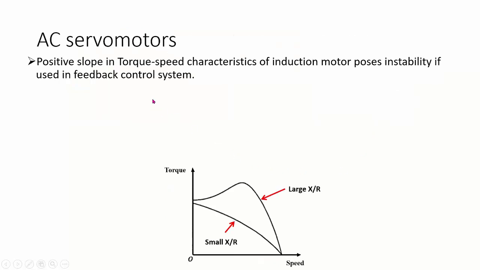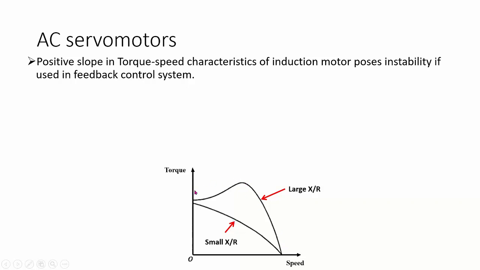Now, in the case of an induction motor, if you look at this torque speed characteristic, this particular profile shows the characteristic of a two-phase induction motor. In a two-phase induction motor, you have a large reactance by resistance ratio, and you'll observe that there exists a positive slope in this characteristic, followed by a negative slope.